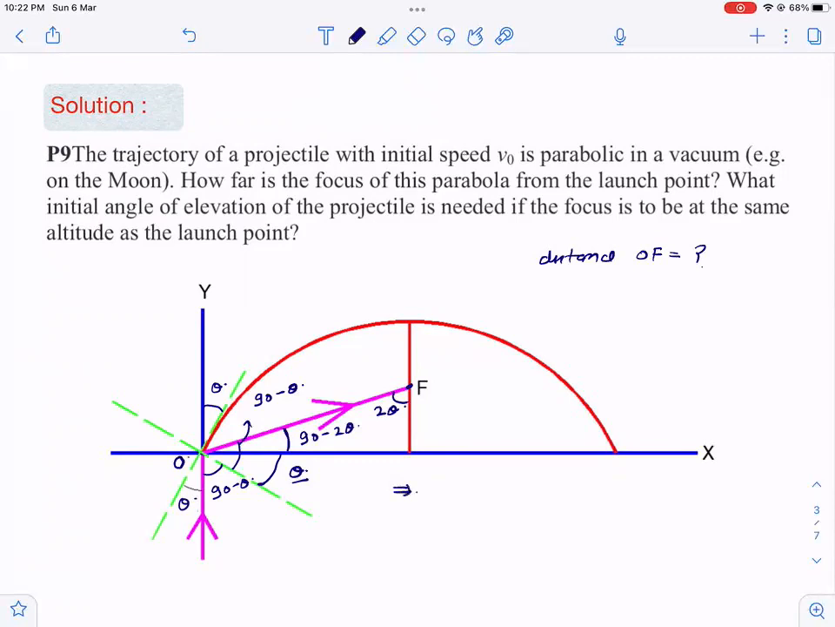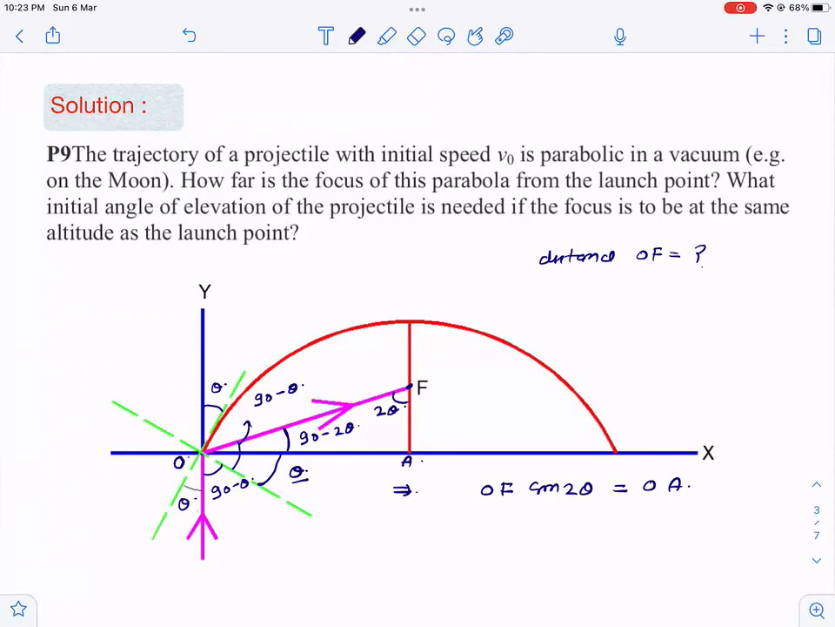I am marking one more point. Let us say this point is A, right? So can I write OF? Question is solved, right? You can pause the video here and solve it now by yourself. OF sine 2 theta is going to be equal to what? OA. And what is OA? OA is the half of the range, right?